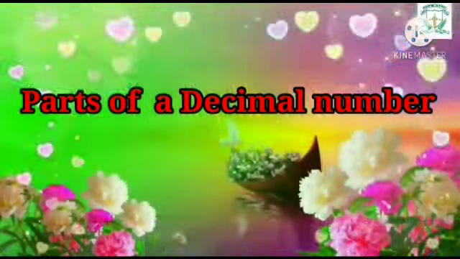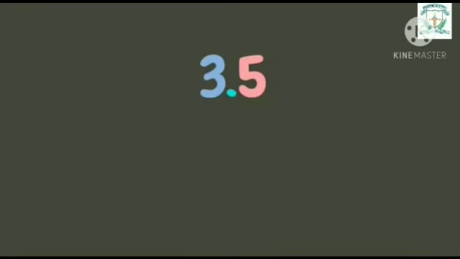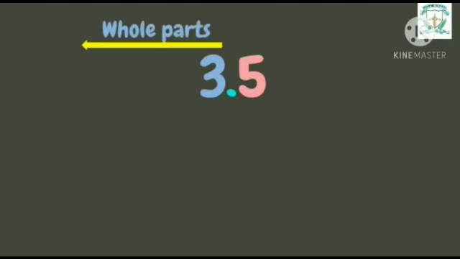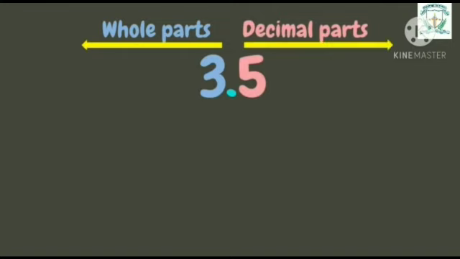Parts of decimal number. Example 3.5. The number towards left is whole number part, while the number towards right is decimal part. Between these, there is a dot called decimal point. The decimal point separates whole part and decimal part.